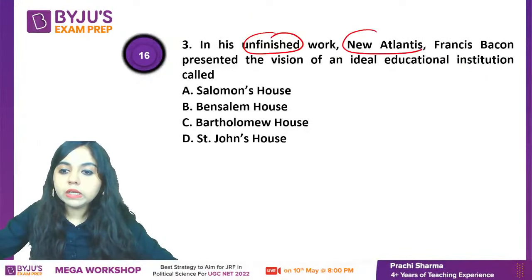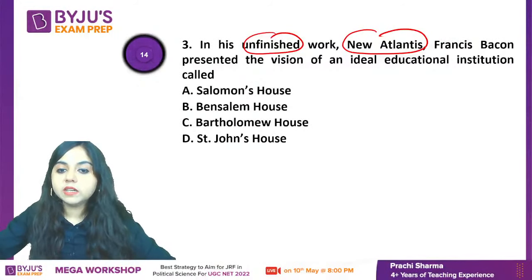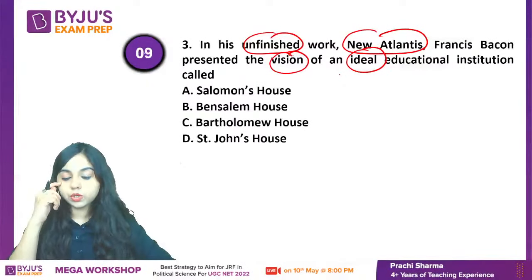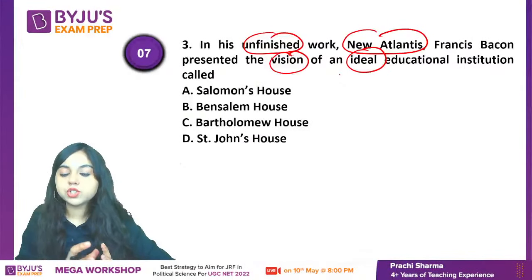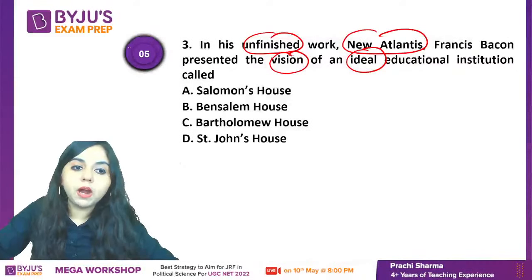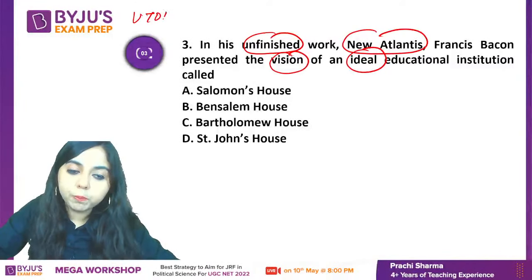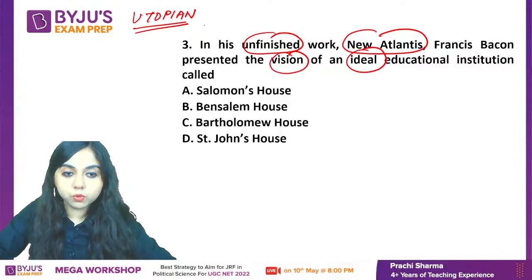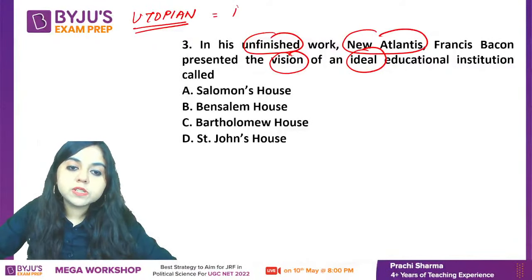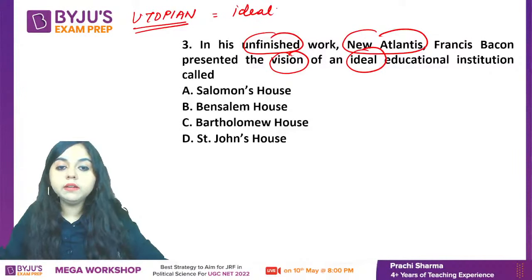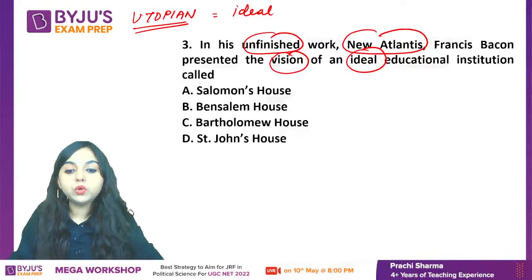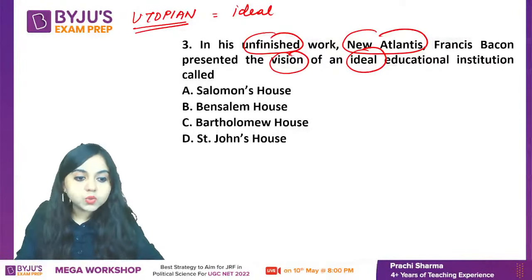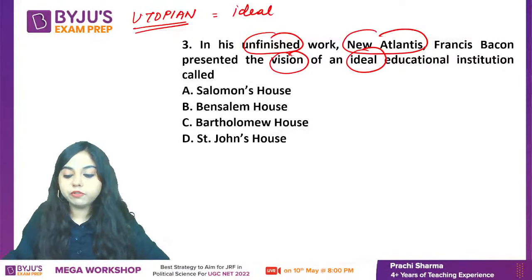In his unfinished work, New Atlantis, Francis Bacon presented the vision of an ideal educational institute. And what was the ideal institution called? New Atlantis is a part of something which is called utopian literature. You will have to cover all your utopian writings and dystopian writings. Utopian literature presents an ideal world. That is what utopian writings are trying to give us a flavor of, the ideal perfect society, right?